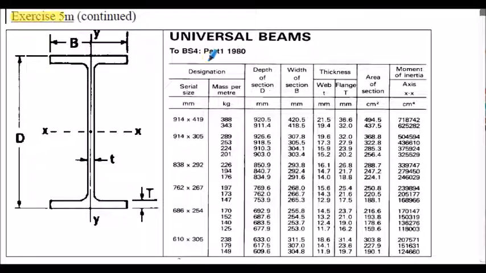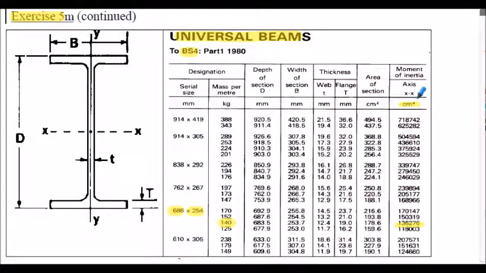Exercise 5 continued. Here's our universal beam extract from BS4. It uses an old version of BS4, it should be noted here. So we have a 686 by 254 by 140 kilograms per meter section. This table provides us with the moment of inertia, or the I value. I can see that is going to be 136,276, but that has the unit of centimeters to the 4, so I will need to convert that to meters to the 4.